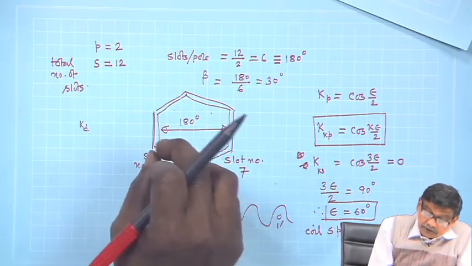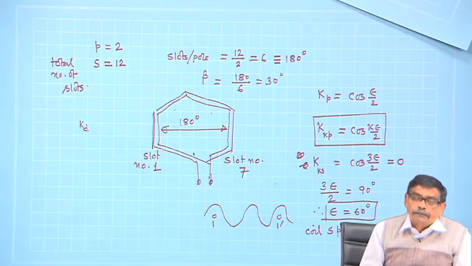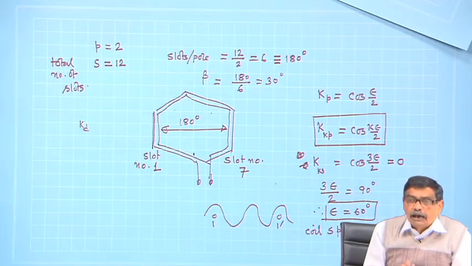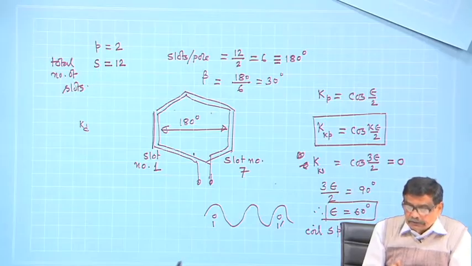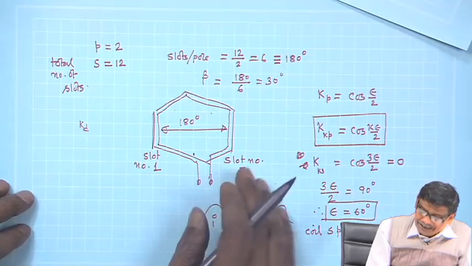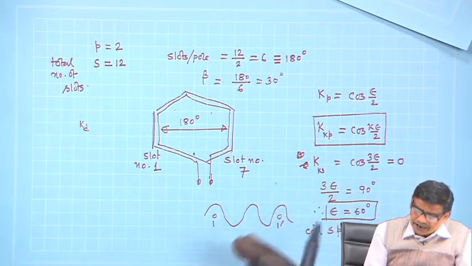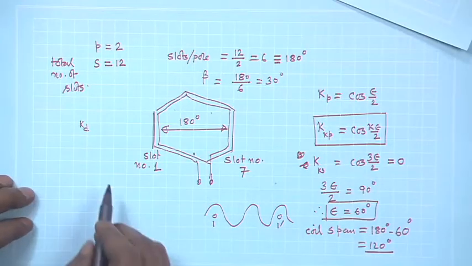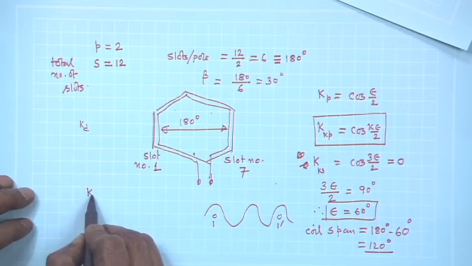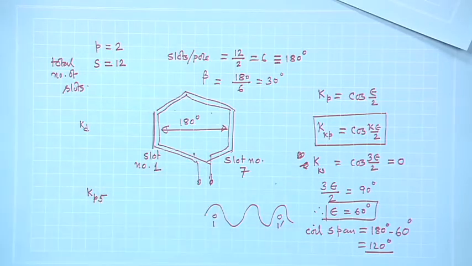By what angle I will short pitch is decided by me. If I want to eliminate, suppose in the same problem, if somebody says okay, third harmonic let it be, just for academic exercise I am telling, third harmonic I do not mind, let it be there, but what will be the pitch factor corresponding to fifth harmonic I want to eliminate.